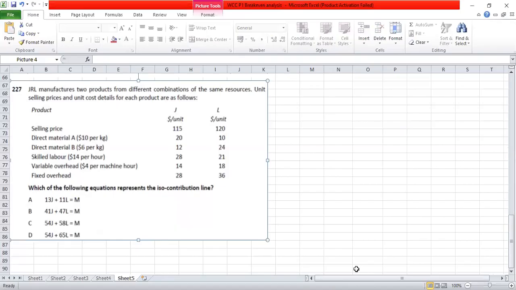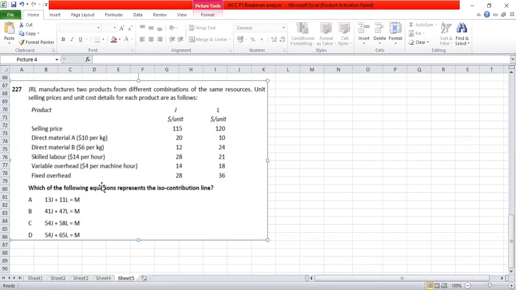JRL manufactures two products from different combinations of the same resources. Unit selling prices and unit cost details for each of the products are given below. J and L are two products. We have selling price, material A, B, skilled labor, variable overhead, and fixed overhead. Which of the following equations represents the ISO contribution line?